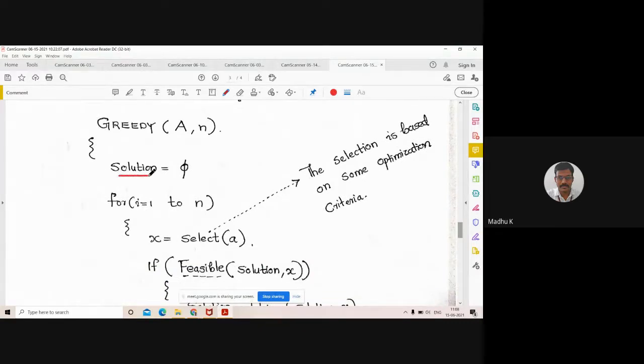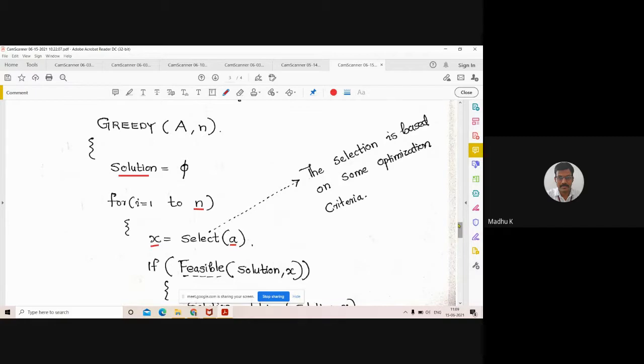Initially there will be a solution set which is empty. Then for i equal to 1 to n, there are n inputs in this case. We are interested in finding a subset of n that satisfies the constraints and the objective function. These are the stages. At each stage, we will select an input from the input set, and suppose it is stored in x. This selection is based on some optimization criteria.